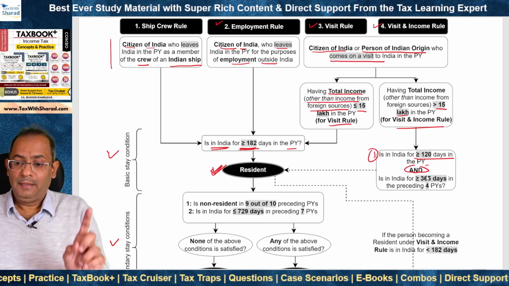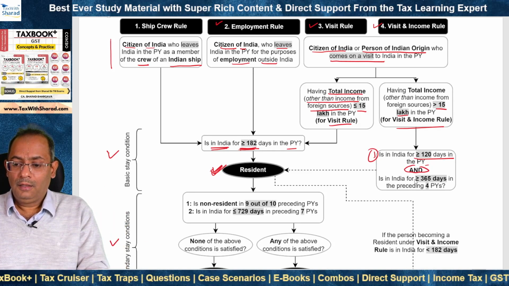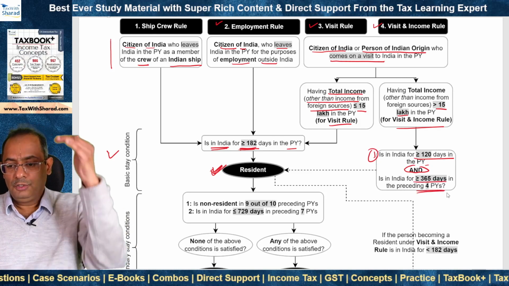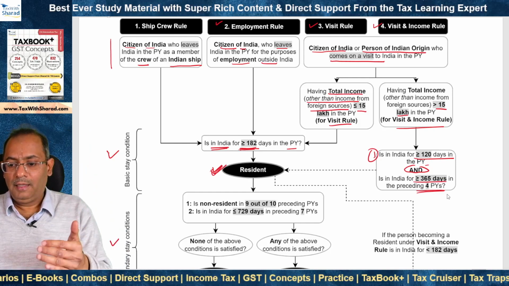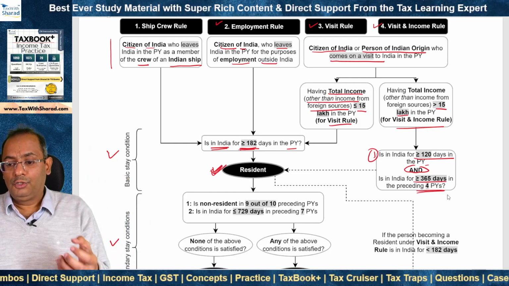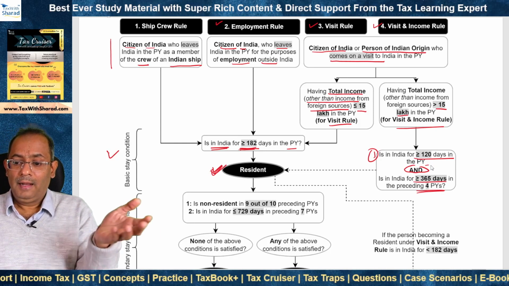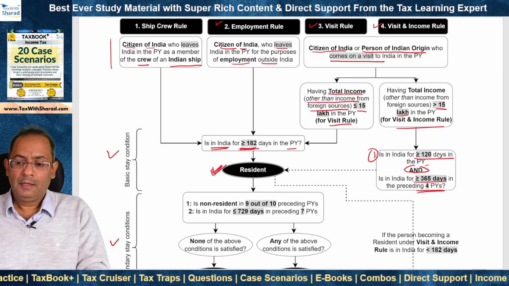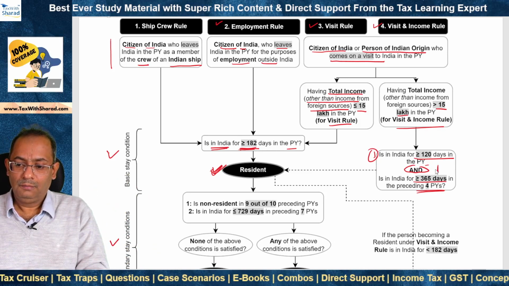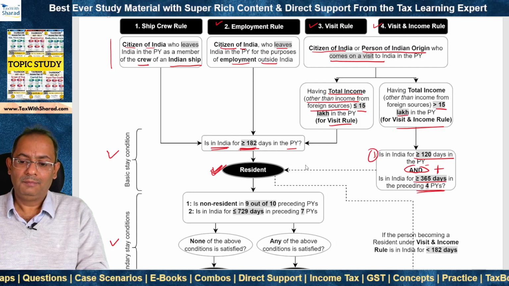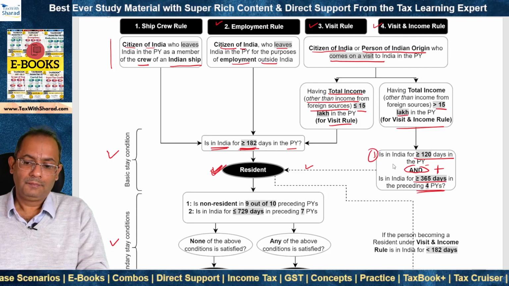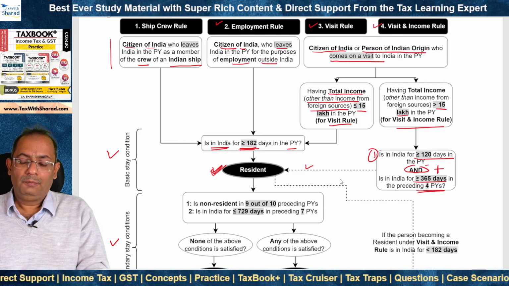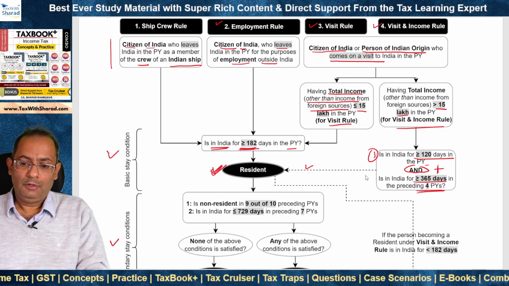And the second condition is he should be in India for 365 days or more in the preceding 4 years, right? So the presence in India in the preceding 4 years should be at least 365 days, and in the current year it should be at least 120 days. If both these conditions are satisfied, then the person becomes a resident under the visit and income rule. Okay. So these are the basic stay conditions for a person to become a resident under these special rules.